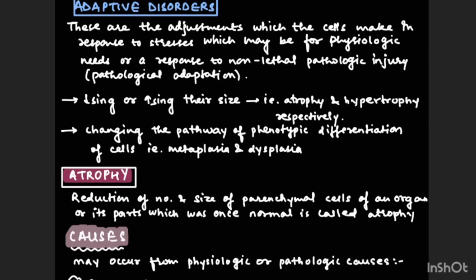Hey future doctors, today we are going to see about adaptive disorders. So there are adjustments which the cell makes in response to stresses, which may be physiological or due to pathological injury. If there is a decrease or increase in size, it is known as atrophy or hypertrophy respectively. And if there is a change in the pathway of phenotypic differentiation, then we can call it metaplasia and dysplasia. We are going to see all these things in different videos, so please do watch.